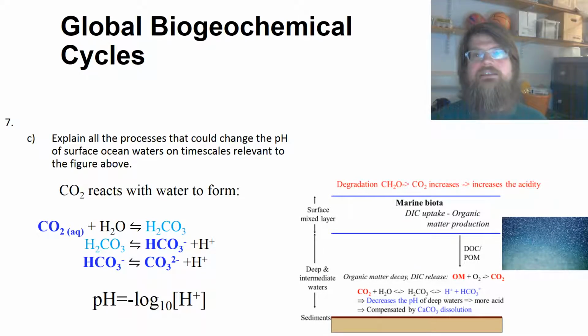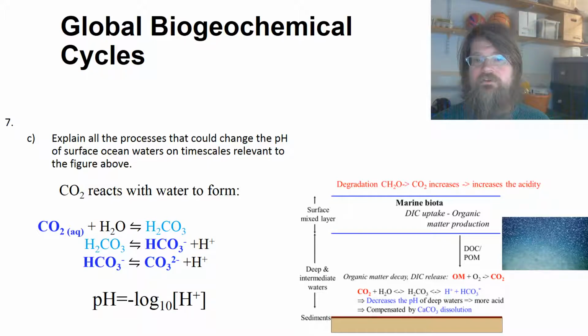So we can then take this answer a little bit further and think about what other processes, other than just exchange with the atmosphere, could change CO2 dissolved in the surface ocean and therefore impact pH. One of the processes that changes CO2 in the ocean is photosynthesis. Lots of organic matter production via photosynthesis will remove CO2 from the dissolved phase in the ocean, which will then raise the pH.